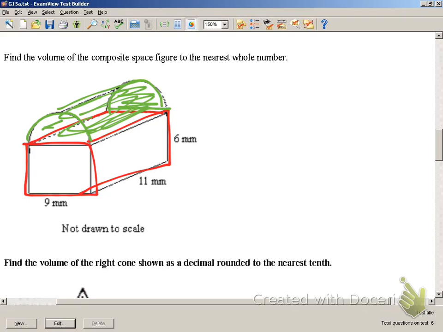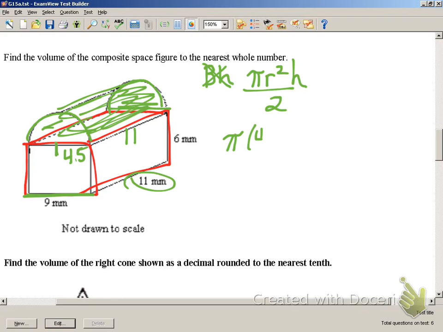So the volume for a cylinder, I'm going to keep it in green, would be the area of the base times its height. But more specifically would be pi r squared h. But since it's just half of a cylinder, I'm going to go ahead and divide that by 2. This 11 can be transposed to here. And if this whole side is 9, that's my diameter. So my radius is 4.5. Take half of it. So I have pi times 4.5 squared times 11 divided by 2.